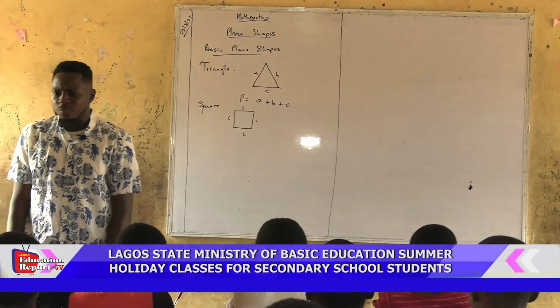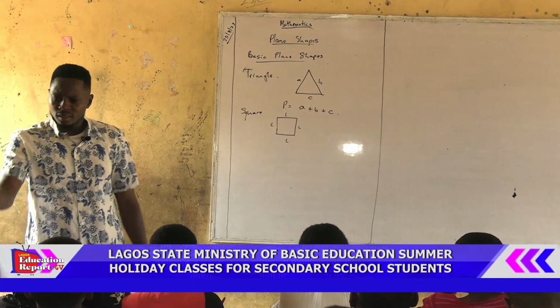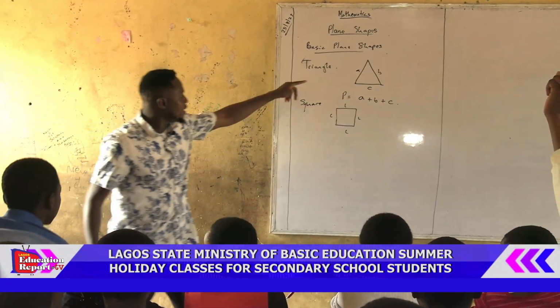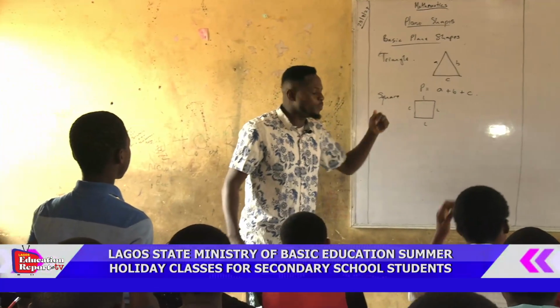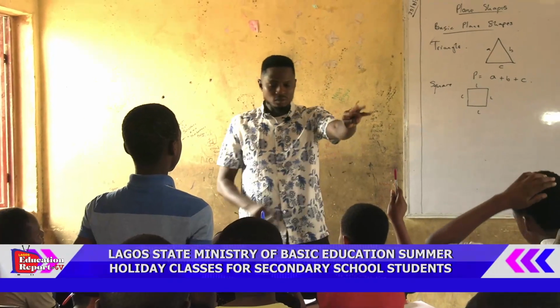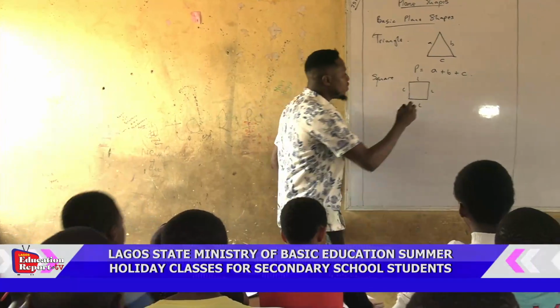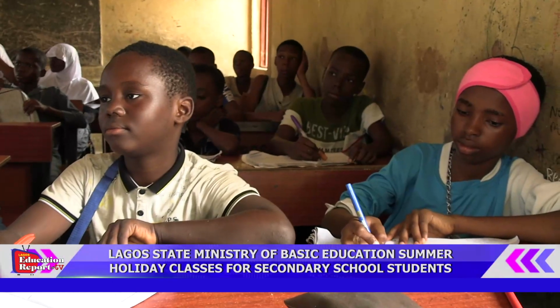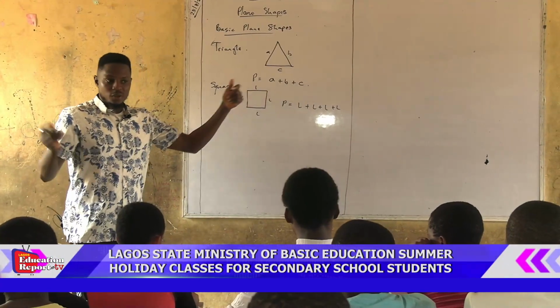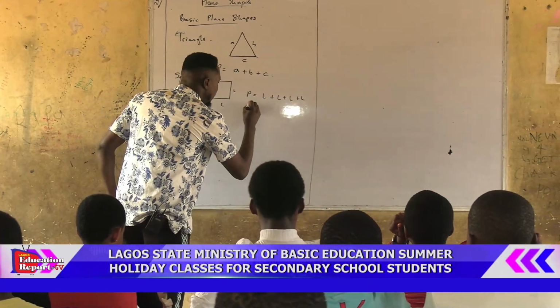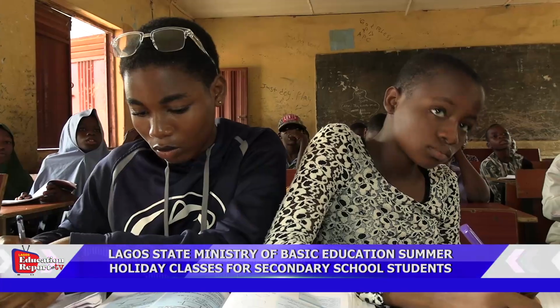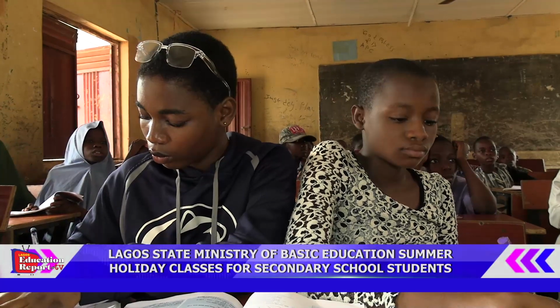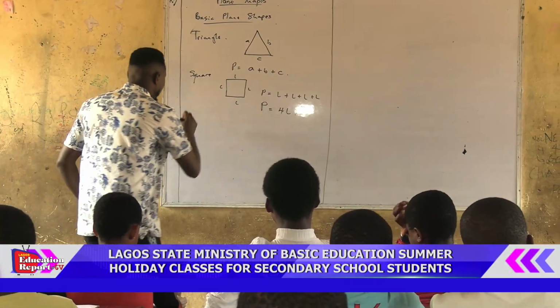If I ask you, what is the perimeter of a square? Can you tell me, from the idea of A plus B plus C, what will be the perimeter of a square? No. Good. Perimeter of a square now will now be what? L plus L plus L plus L. And then your L plus L plus L can then be what? P, which is the perimeter, equals what? 4L. Are you getting it? All right, let's move to rectangle.